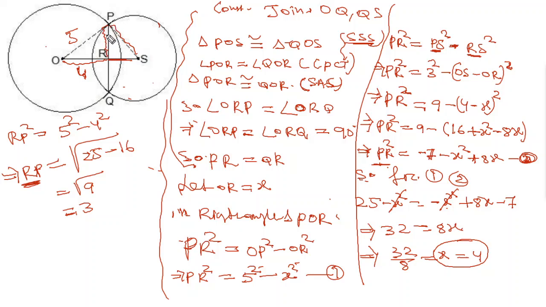Now we know that RP is half of PQ. So implies PQ equal to 2 into 3, which will be equal to 6 centimeter. So we got the length of PQ. PQ is 6 centimeter.